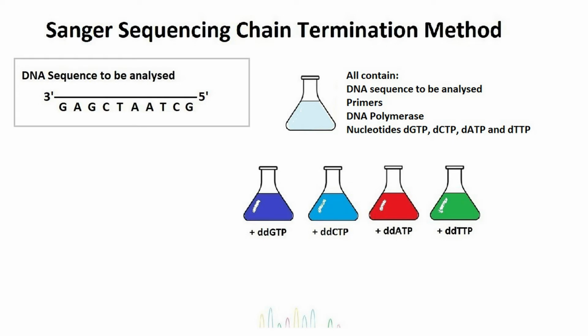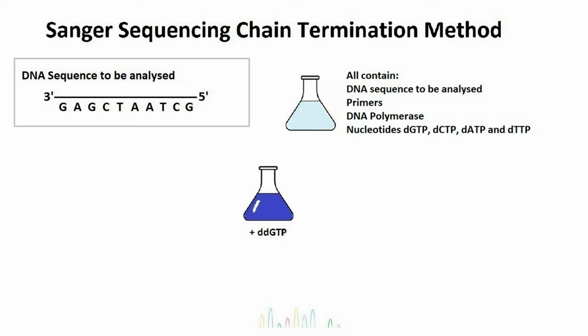So we have 4 conical flasks. Each will contain what we have mentioned above, but in addition, we're going to add to each of them a different dideoxy nucleotide. So for example, in the first one, we've got dideoxyguanosine triphosphate has been added into the primers and the DNA polymerase and the normal nucleotides. In addition, a different fluorescence coloured dye has been added to each of the molecules of the dideoxy nucleotides. So let's look what happens with the dideoxyguanosine triphosphate.